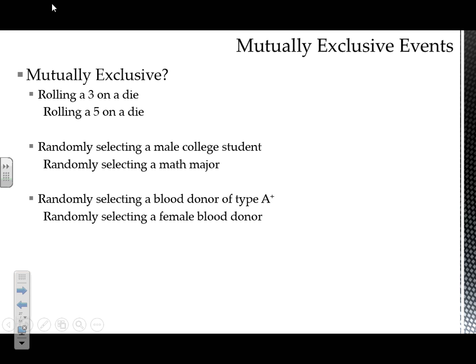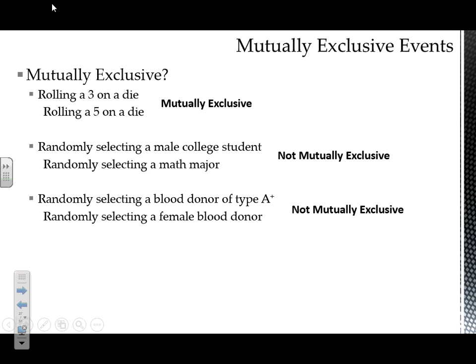Randomly selecting a blood donor of type A positive and randomly selecting a female blood donor. So are they mutually exclusive or not? No. If you selected a person, they could both be A positive and be female. So they are not mutually exclusive. So first one, definitely mutually exclusive. The next two are not disjoint, because there are outcomes that would satisfy both of those conditions.